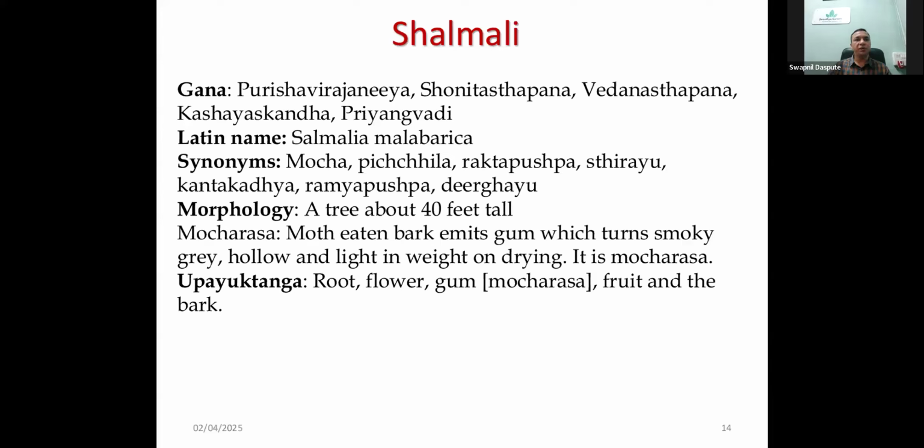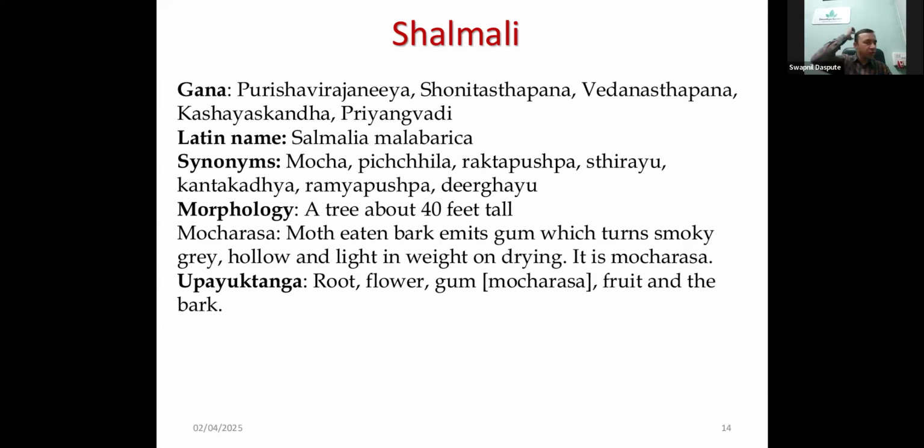Morphology. A tree about 40 feet tall, quite a tall tree, and it is quite stable, as in it doesn't really fall off that easily. Hence, Dirghayu is one of the synonyms. Mocharasa: moth-eaten bark emits gum or resin which turns smoky gray in color, hollow and light in weight on drying. It is called mocha rasa. Hence, mocha or pichila are the synonyms because of mocha rasa in Shalmali.